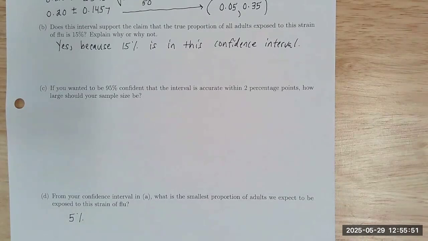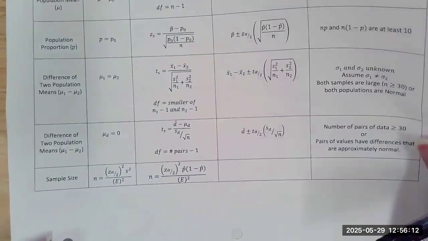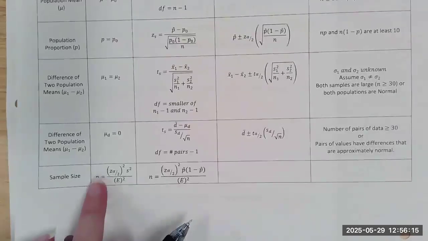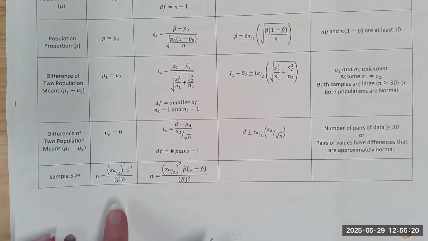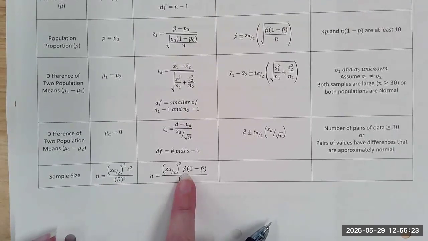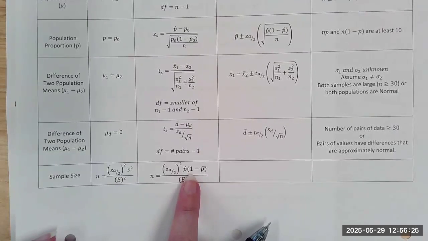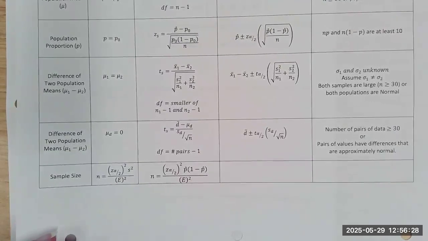Okay. That one was easy. We got a little more work to do in part C. It's not hard, it's just a little more work. If you wanted to be 95% confident that the interval is accurate to within 2 percentage points, how large should your sample size be? At the bottom of her formula sheet, she's got 2 different sample size formulas for you. She has a sample size formula for when we're talking about means, and she has a sample size formula for when we're talking about proportions. So we want this one because we've been talking about a sample proportion.